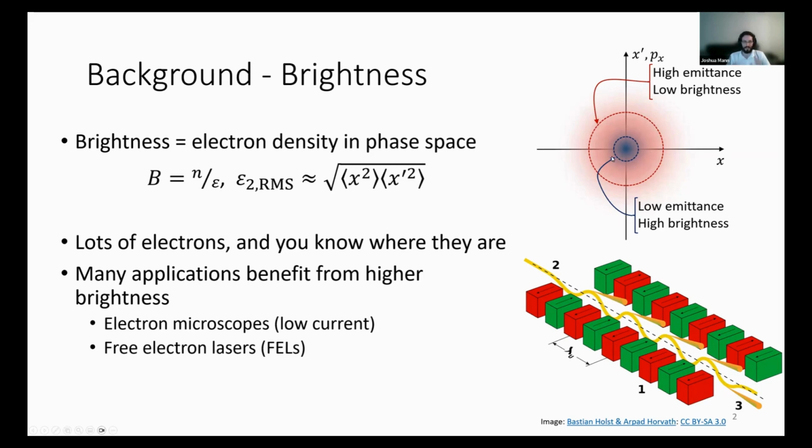So the gist is that you want a high brightness, and that means you want to know where your electrons are and where they're going. There are a lot of applications that benefit from having a higher brightness, and this is a very truncated list. One instance is electron microscopes, albeit with very low current. You really do benefit from having an idea where your electron is. And free electron lasers also benefit from a very high brightness. I believe their fluence is limited by brightness.